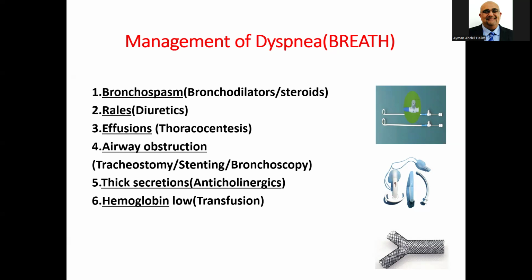Airway obstruction, well, this will cause dyspnea. Then you need to do what is necessary to be done, either a tracheostomy, stenting, or doing a bronchoscopy. Having thick secretions, anticholinergic agents can help with that, for example. Low hemoglobin, and this is important, guys, okay?